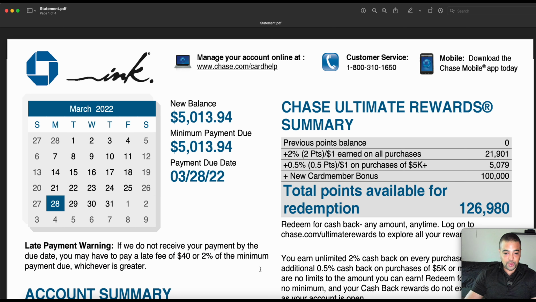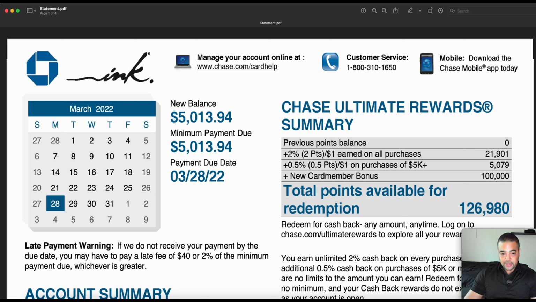So over here on the right, we have Ultimate Rewards. Now, I always find this slightly annoying how they break this out. So this specific card that we're talking about earns 2% back on all purchases. Then it earns 2.5% back on purchases over $5,000. So what they've done, though, is they say, hey, the first line is your 2 points back on all purchases. Here's your points paid.